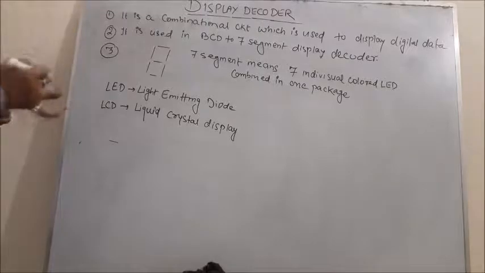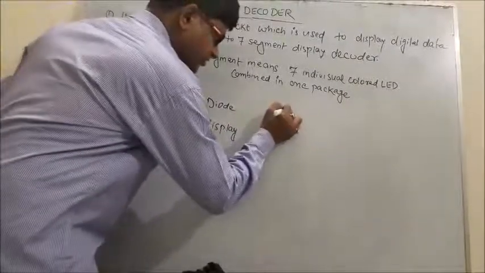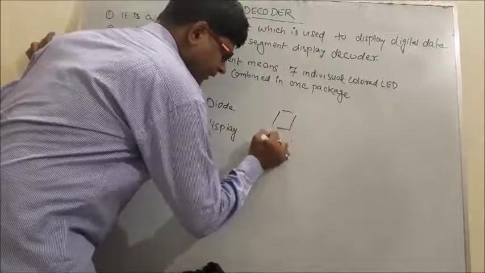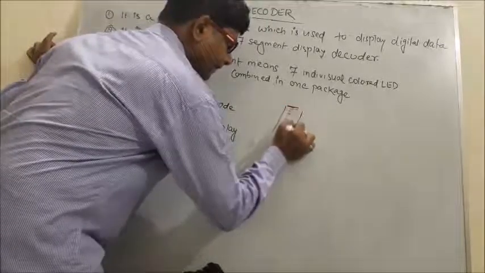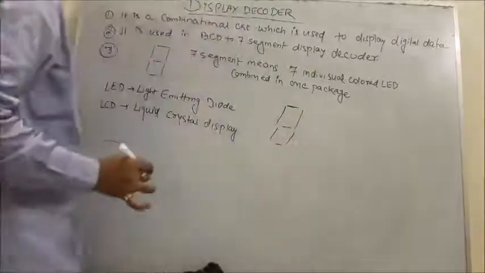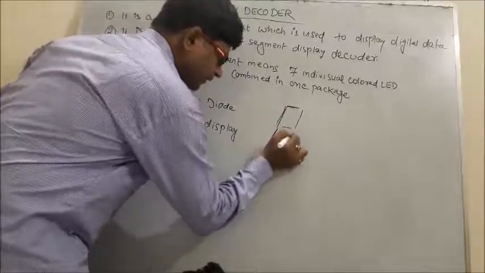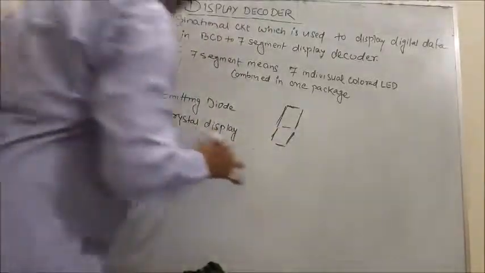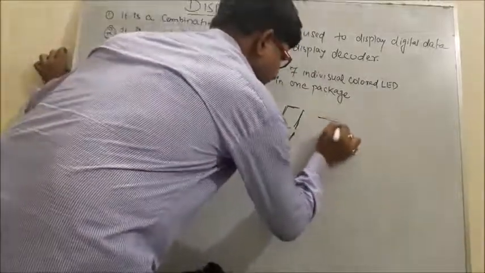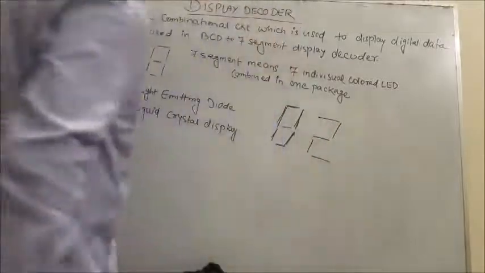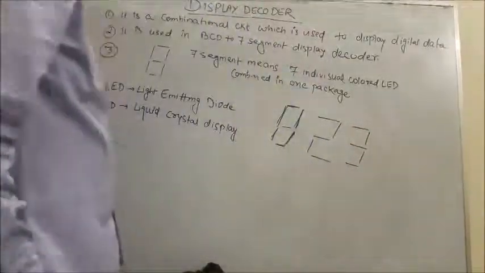Let's take one example. Suppose you want to print 0, right? So what you will do? Suppose this is your 7-segment display. So if you want to write 0, you can go and write this one, right? This is your 0. If you want to write 1, instead of this only you can take this as 1. If you want to write 2, you can just take this and this, like this. If you want to write 3, this and this. In this way 3 can be written.